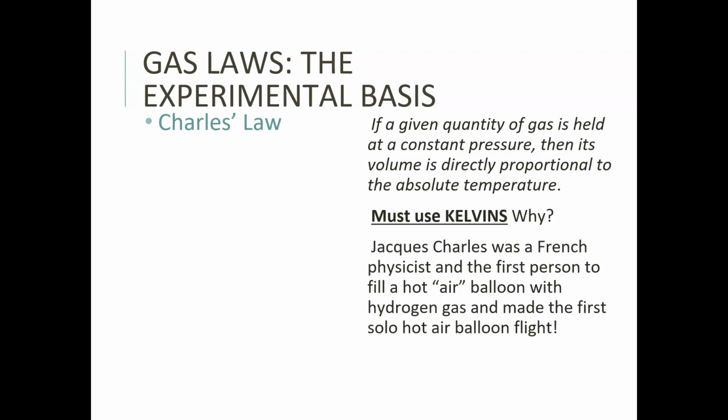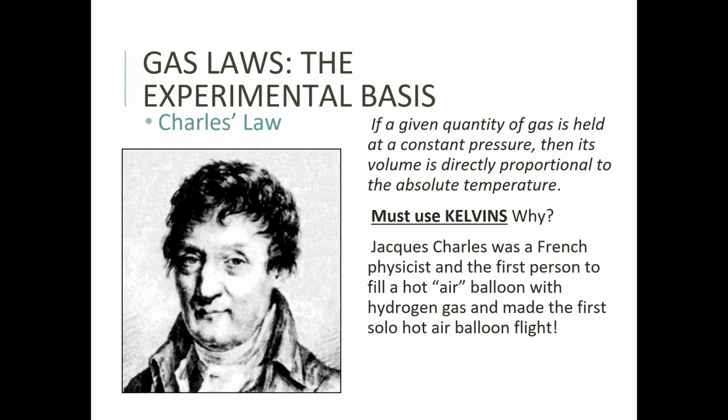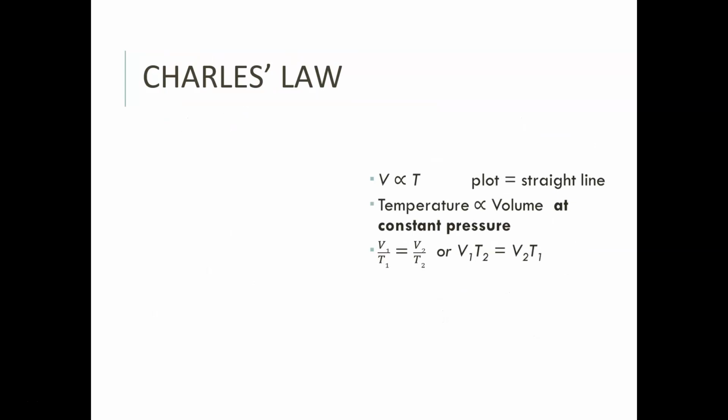So Jacques Charles was a French physicist, and he was the first person to fill a hot air balloon. And he made the first solo ride. So he was a guy who was doing some things because he wanted to go on a ride. All right, so what he basically says is that volume and temperature are directly proportional. And that if I graph volume and temperature, I'm going to get a straight line relationship with these two things.